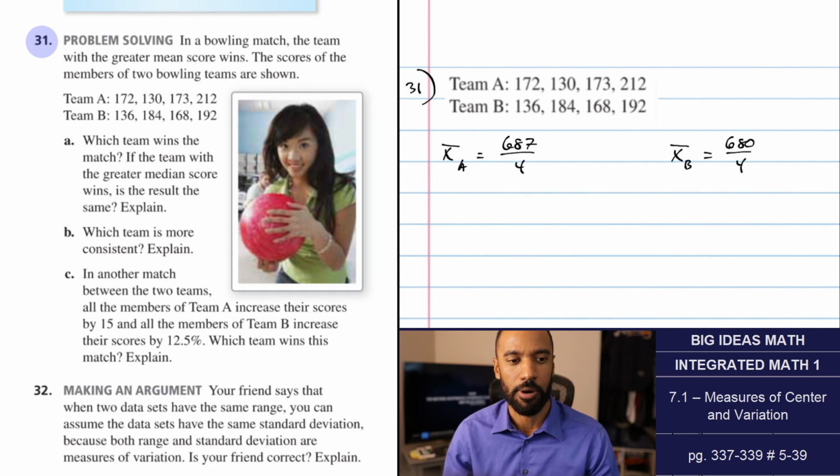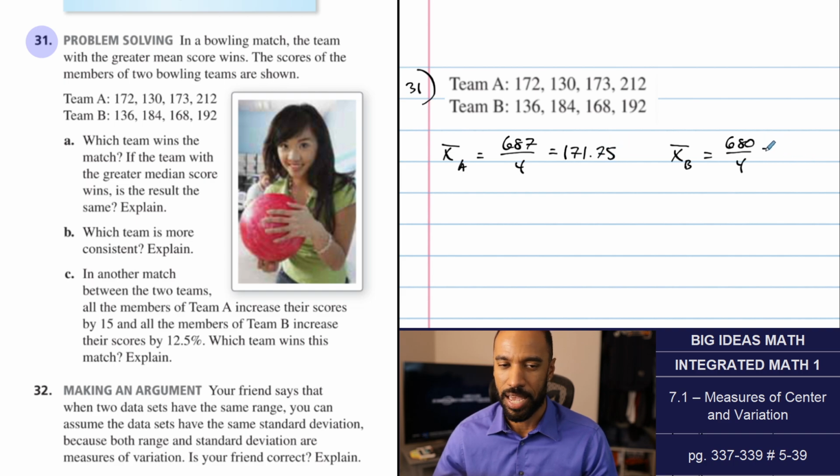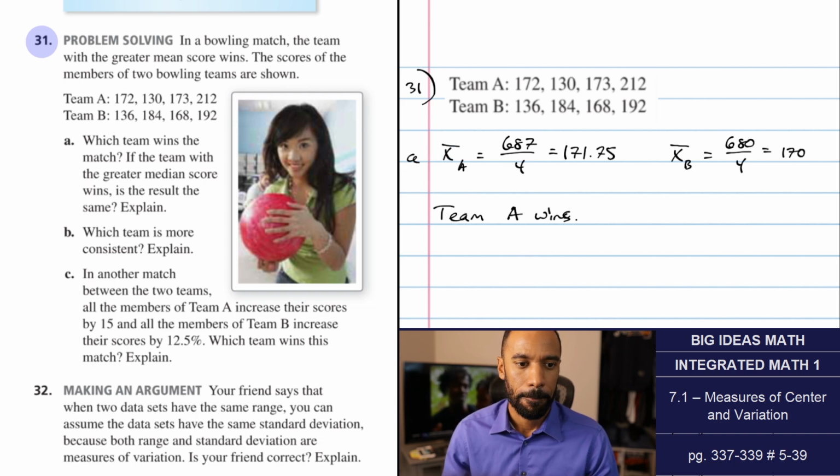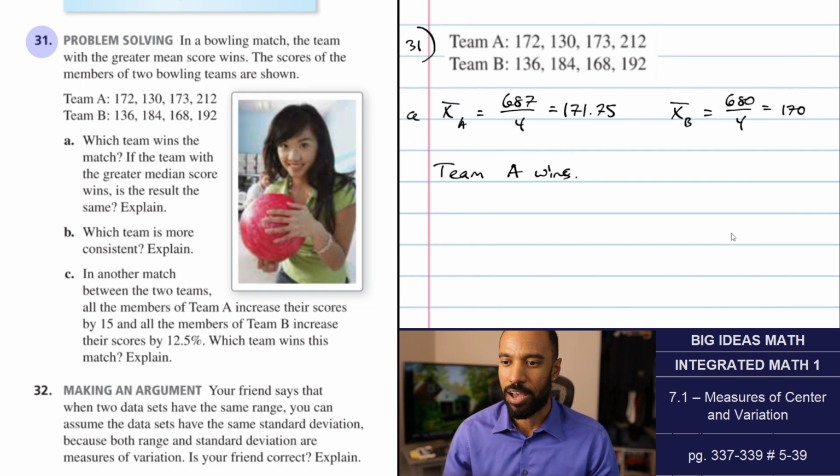That's what they want. That's a part of what we're doing as a whole. This is 171.75. Try not to round that. That's exact. And this is 170 exactly. So team A wins. This is part A, by the way. Team A wins because they have a higher average.